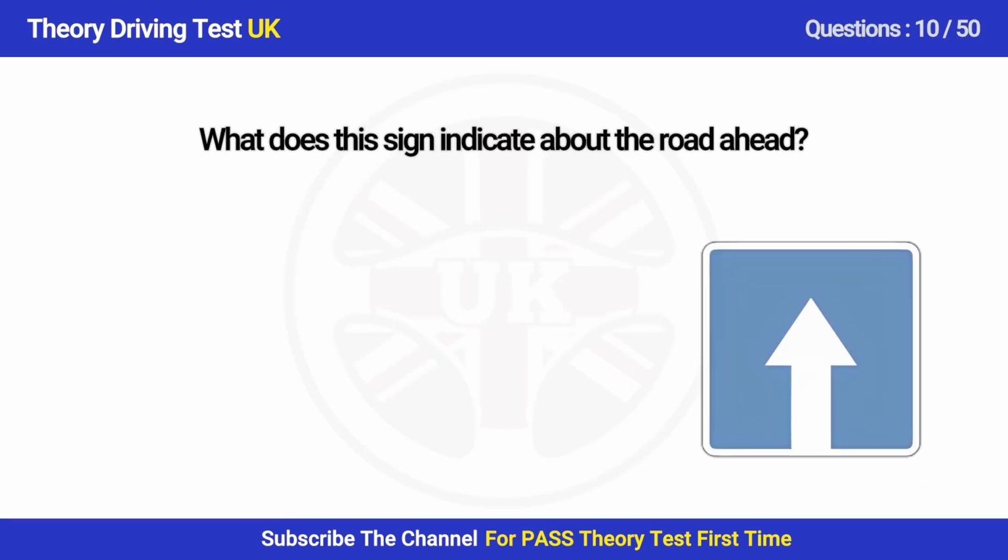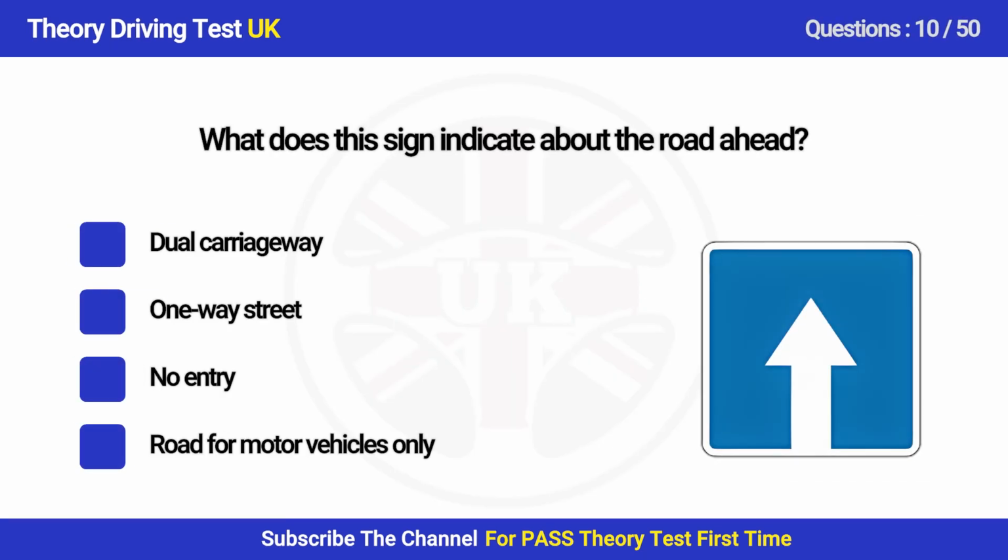Question 10. What does this sign indicate about the road ahead? A. Dual carriageway. B. One-way street. C. No entry. D. Road for motor vehicles only.